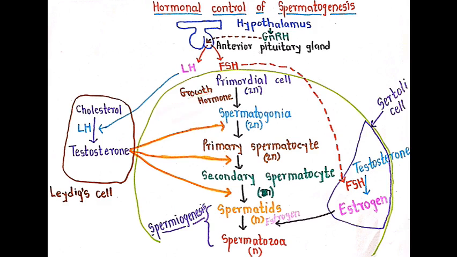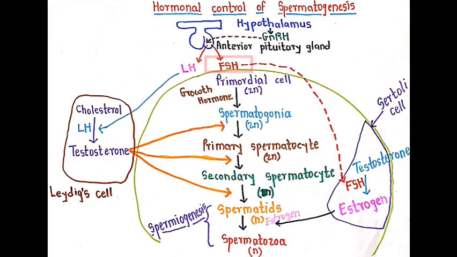Now about the follicle stimulating hormone and luteinizing hormone. The anterior pituitary gland secretes both these hormones, LH and FSH. About the luteinizing hormone: it acts on the Leydig cell, and the Leydig cell will convert cholesterol into testosterone hormone. Testosterone hormone influences the formation of primary spermatocyte and secondary spermatocyte.